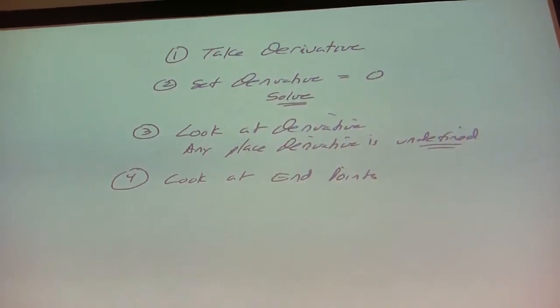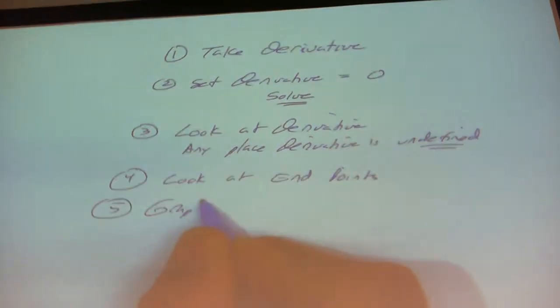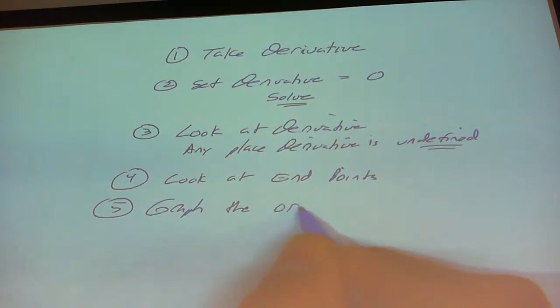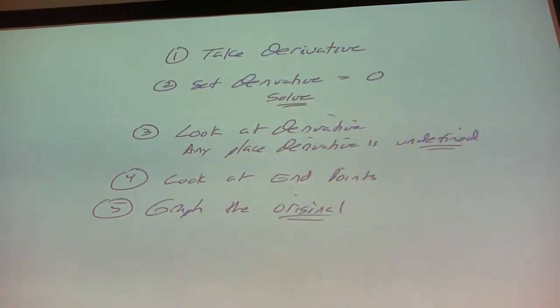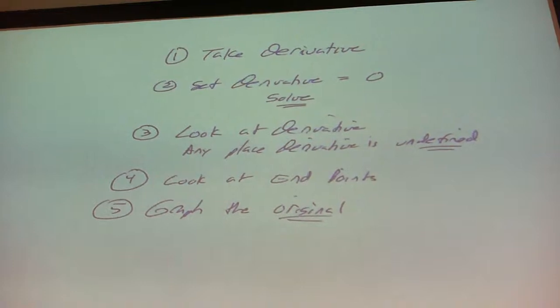Okay? And then the last thing we're going to do is graph the original. Now, graphing the original won't be that bad because we just put it in the calculator. The part you have to think about is the window. Now I know what I'm going to go look for. I need to make an appropriate window to see it. If I can't see it, I can't see if it's a max or a min.